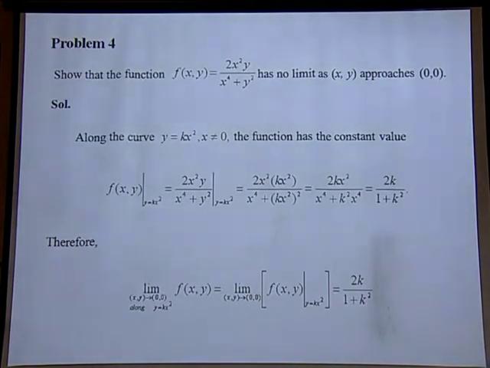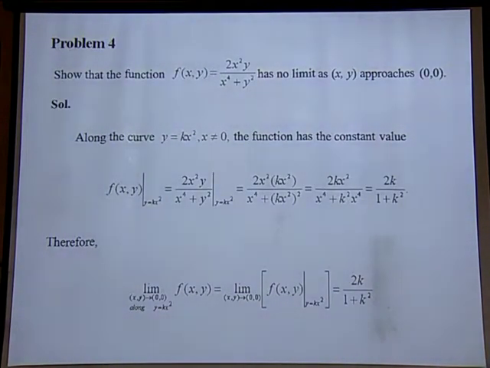Now, next problem is: show that the function f of (x, y) is equal to 2x squared y over (x to the power 4 plus y squared) has no limit as (x, y) approaches (0, 0). Now, we are taking the curve y is equal to kx squared, where x is not equal to 0. The function has constant value.